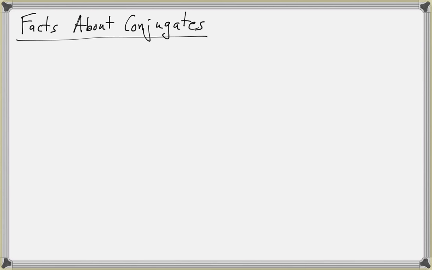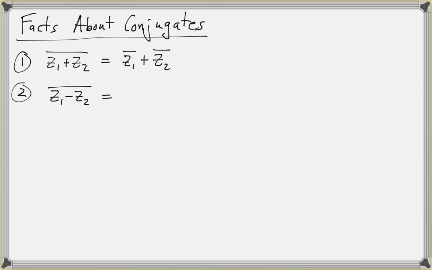So now we'll talk about some facts about conjugates. And most of these facts can be proved quite easily by writing z1, z2 as components like x1 plus iy1. So the first fact that we're going to look at is that if I want to take the conjugate of a sum z1 plus z2, then that is equal to the conjugate of z1 plus the conjugate of z2. Secondly, if I want to take the conjugate of a difference, I can break that up as the conjugate of z1 minus the conjugate of z2.